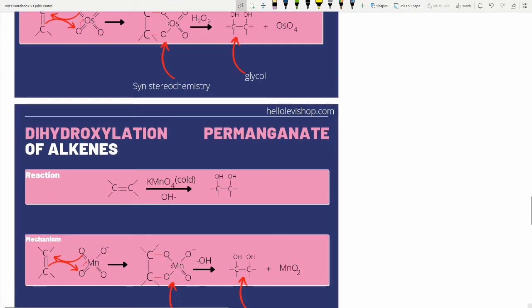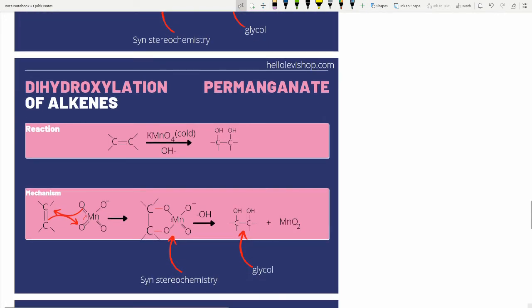Now, if we look at the potassium permanganate, like the osmium, the cold permanganate reacts with the alkene in a concerted manner to form a cyclic ester. Now, the reason why it has to be cold is because if we were to have the permanganate warm, oxidative cleavage will occur. Now, because of the concerted reaction, both the carbon-oxygen bonds, which are shown in red, are formed at the same time, then they're added to the same face of the double bond, and again that explains why the stereochemistry is syn.